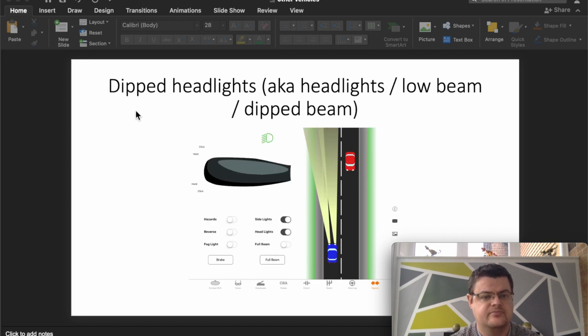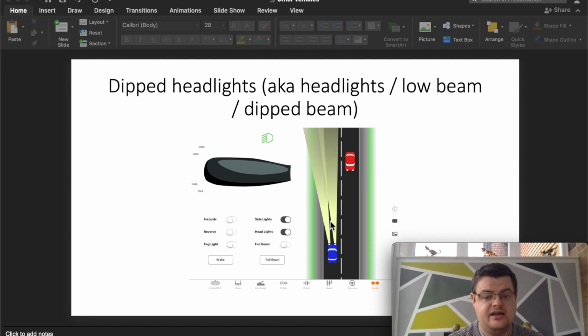Let's think about the next one. Dipped beam headlights, sometimes they're just called headlights, sometimes people just drop the dipped bit. Sometimes known as low beam or dipped beam. So this is the symbol for dipped beam. And as we can see by the lights, they kind of angle off to one side. This is why if you've ever driven in another country, or maybe your parents have, you sometimes have to re-angle your headlights, or put tape on your front headlights to make sure your lights are angled away from the oncoming traffic.